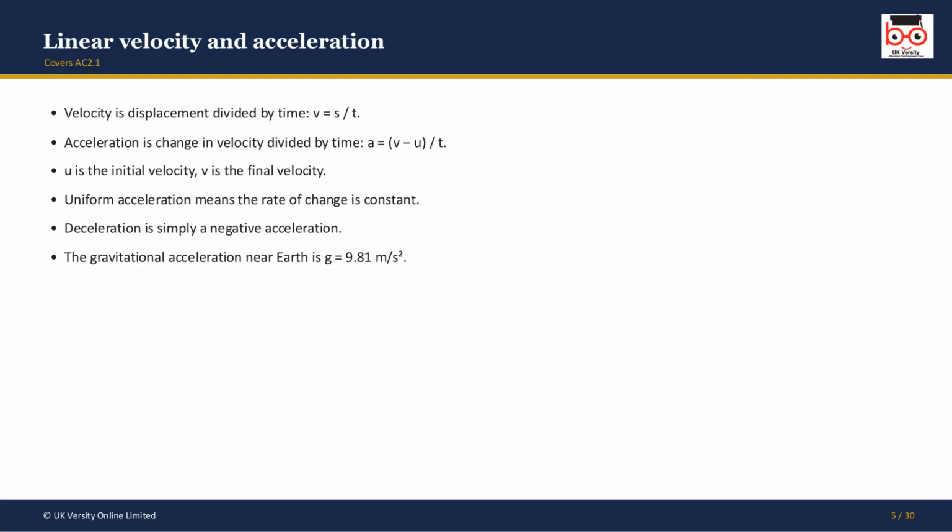When the rate of change is constant, we say the acceleration is uniform. And a deceleration is nothing more mysterious than a negative acceleration. One value worth remembering is the acceleration due to gravity near the Earth, about 9.81 meters per second squared.